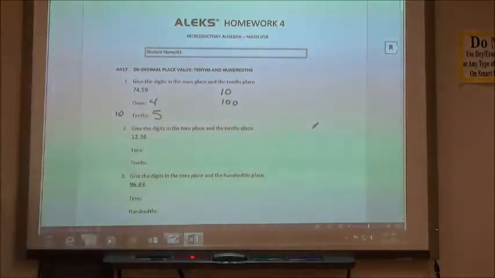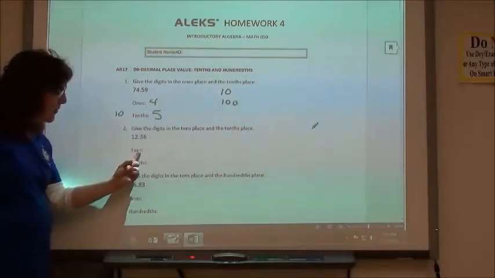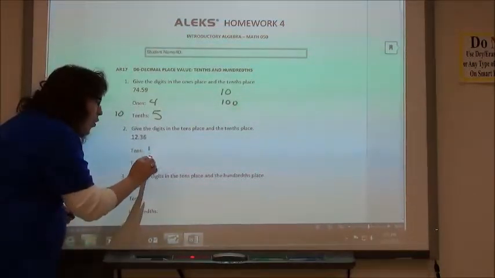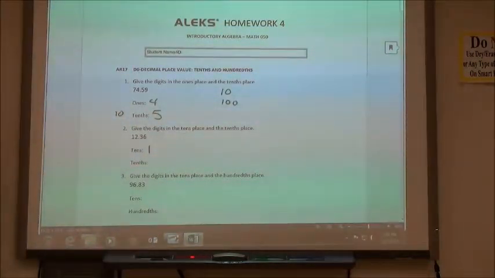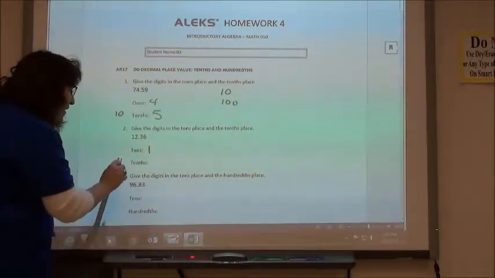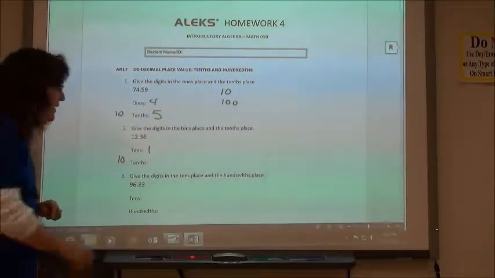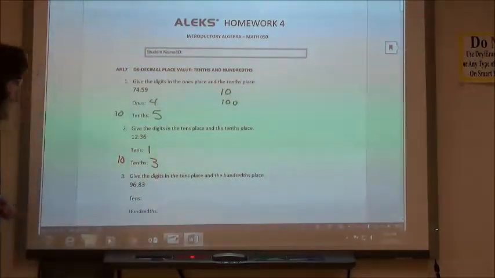On number 2, give the digits in the tens and the tenths place. So the tens place is in front of the decimal. Ones, tens, that's the 1 and the 12. And then the tenths, again, thinking of the number 10, has 1 0. It's 1 place after the decimal. The 3 is in the tenths spot.